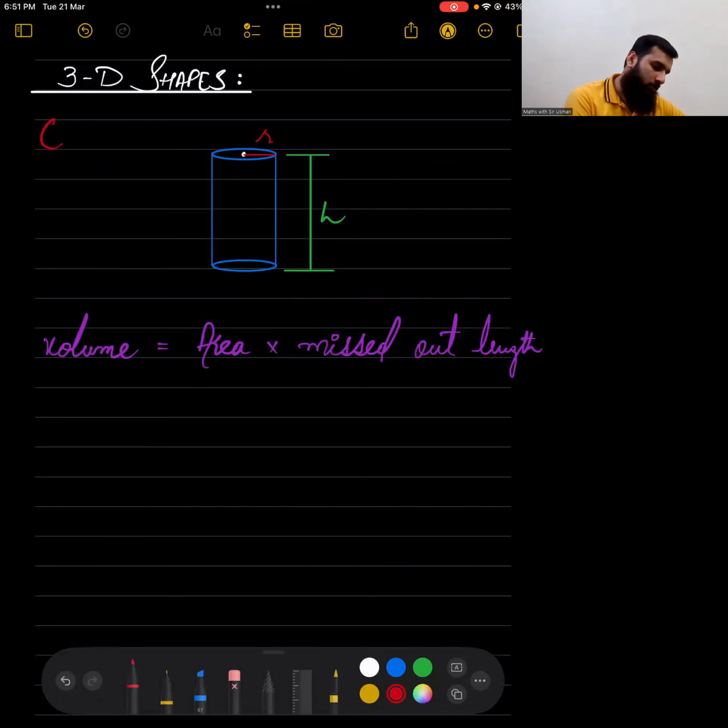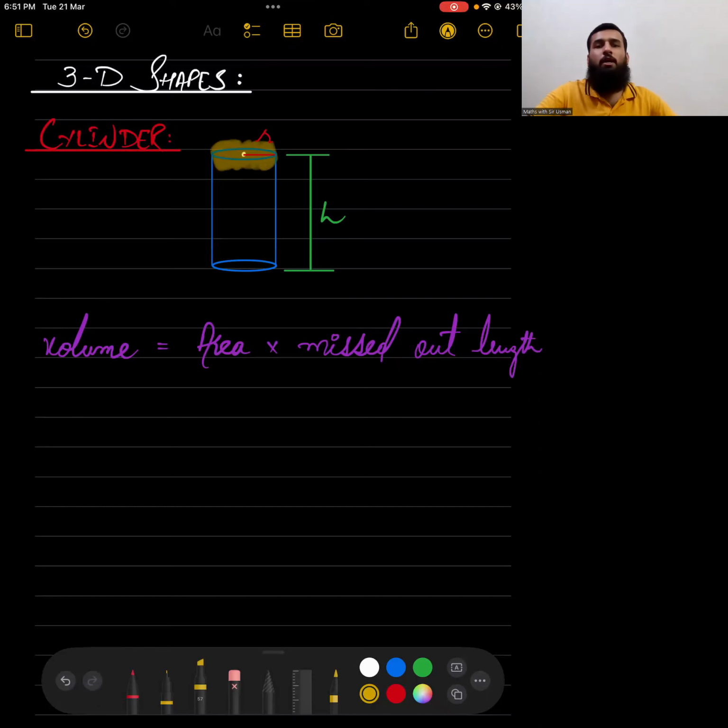Let's take up an example of this cylinder. So if we are dealing with a cylinder, we are having a circle at the top. Can any one of you tell me what would be the area of this circle at the top? What would be the formula for the area? Any one of you?